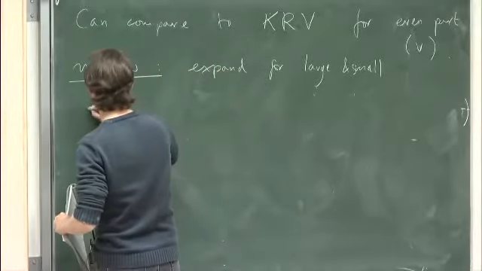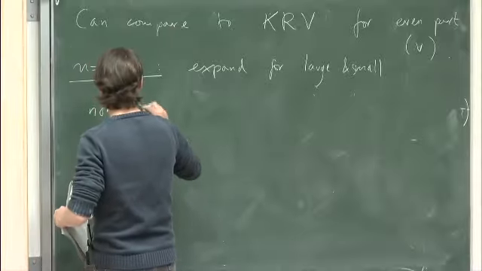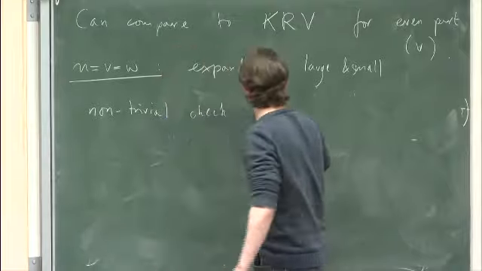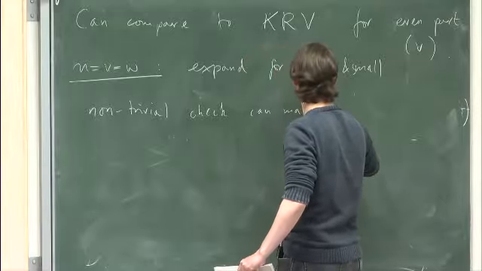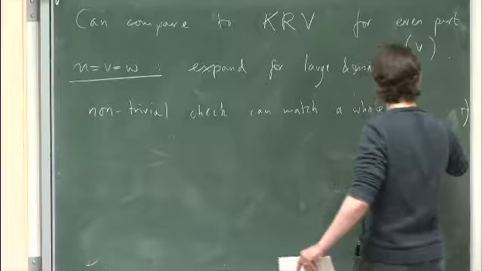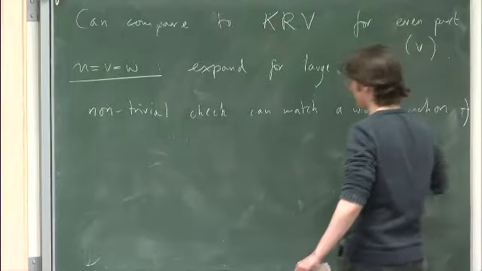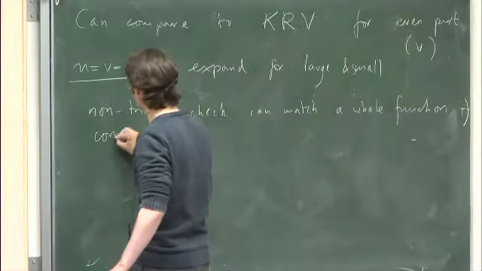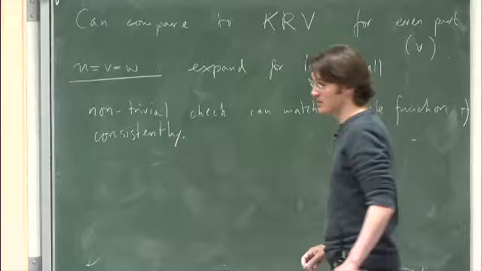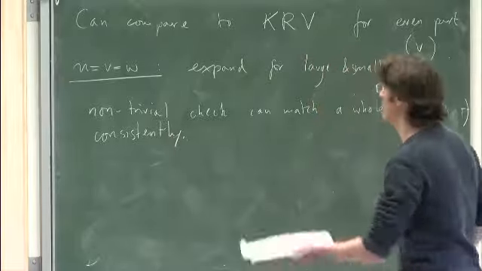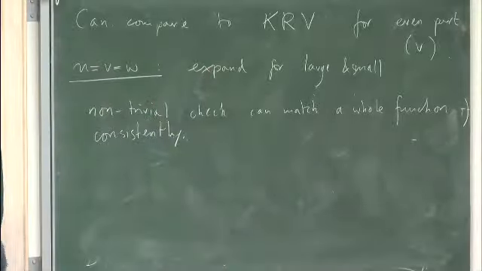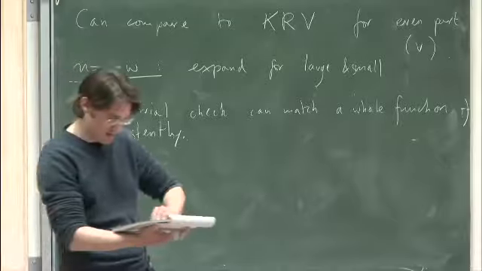So it's a non-trivial check that we can match a whole function consistently. Okay, and so we were able to do that, and we were able to pin down the values of all these parameters, and therefore give an explicit expression for both v and v tilde.